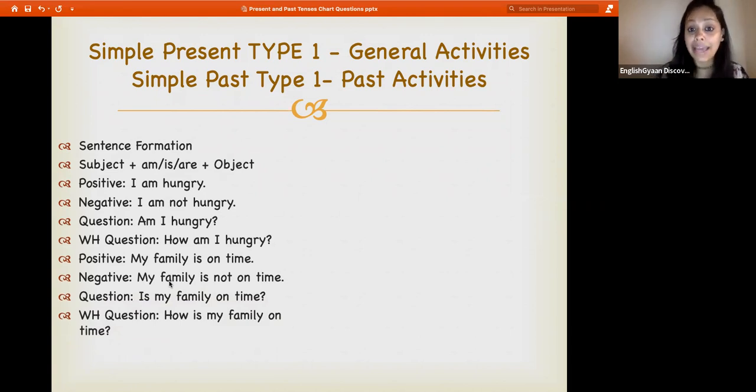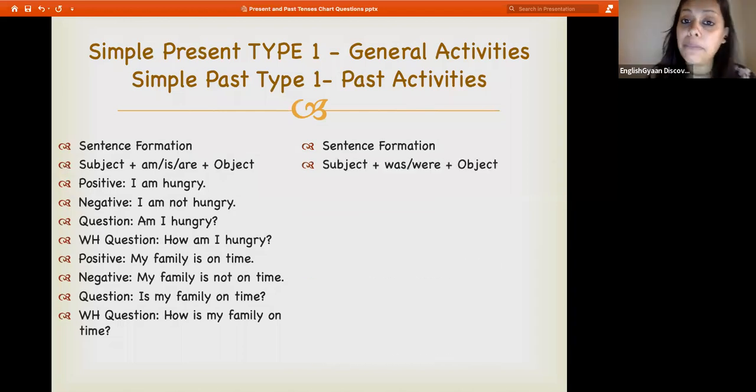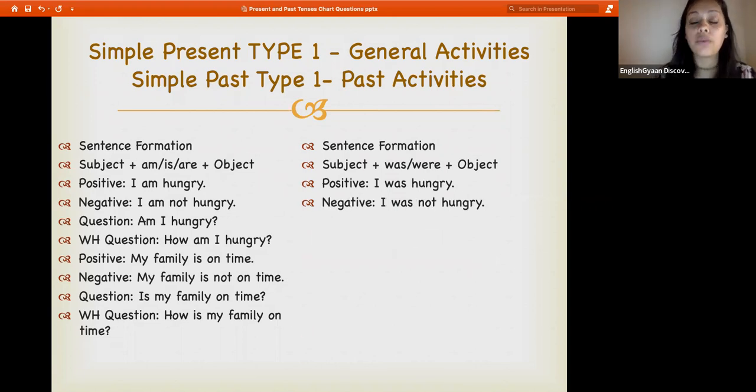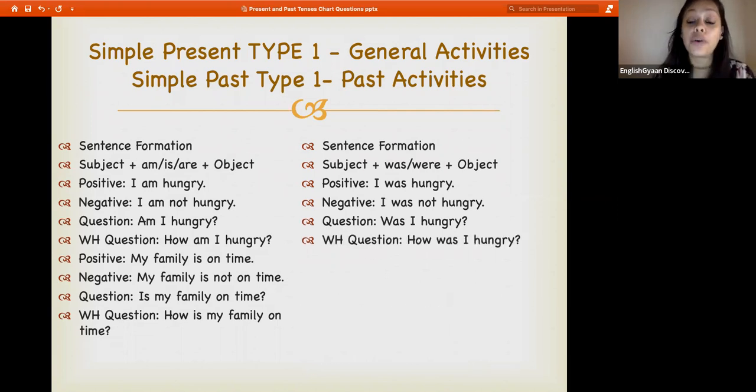If I compare it with simple past, the sentence formation in simple past type 1 will be subject plus was or were plus object. For example, I am hungry will become I was hungry. If you want to make it negative, I was not hungry. If you want to make a question, was I hungry? If you want to make a WH question, how was I hungry? When was I hungry? Why was I hungry?